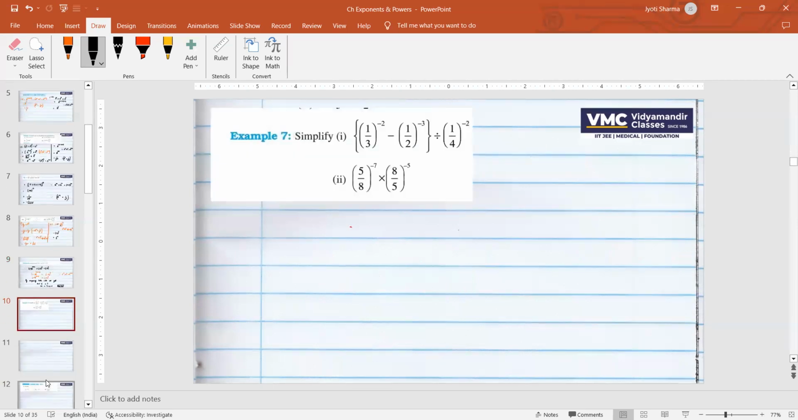The next question is, this is simplify. Very importantly, that means whatsoever operations are there in the question, you have to solve them.